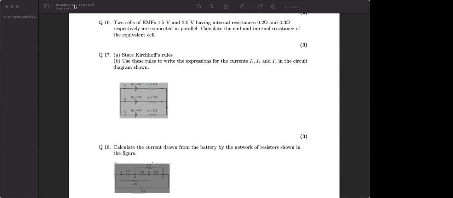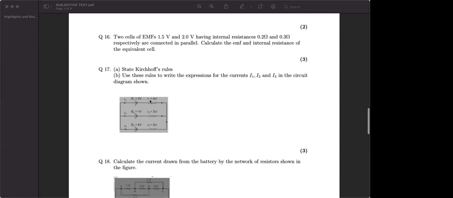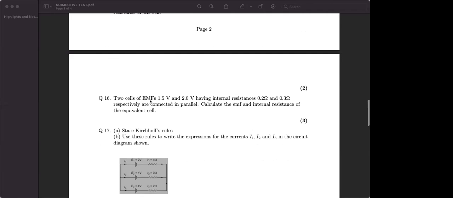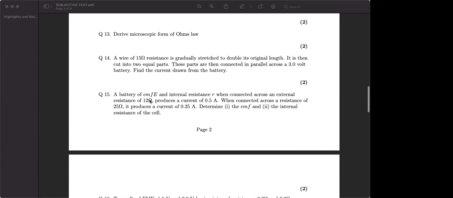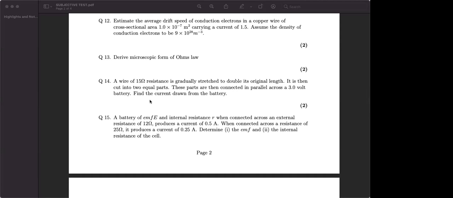Sir, in question number 14, how is the wire cut? Like longitudinally or horizontally? Lengthwise. Its length is divided into two parts. Okay, sir.